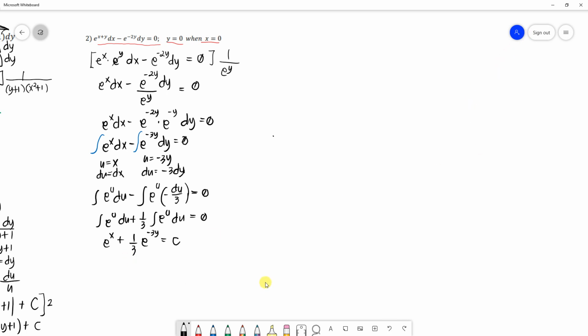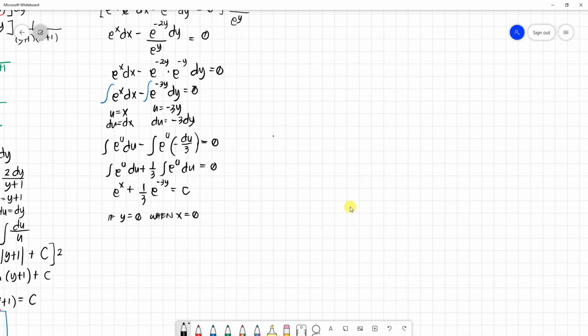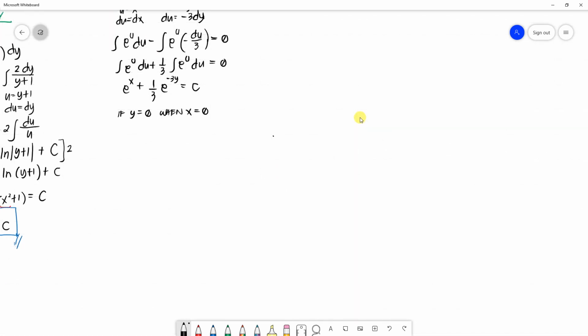Next, according to the condition, when y is 0 and x is equal to 0, we're going to substitute the values of x and y to solve for the value of the constant. So e raised to x, which is 0, plus 1/3 times e raised to negative 3 times 0 equals c. A number or variable raised to 0 is 1, so 1 plus 1/3 equals c, or c is equal to 4 over 3.